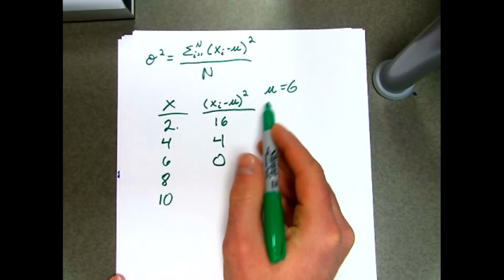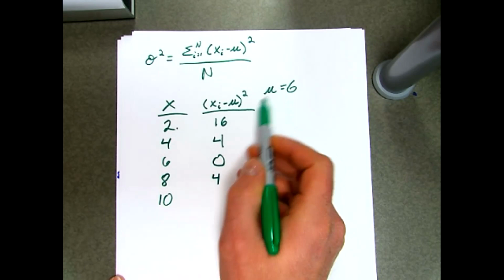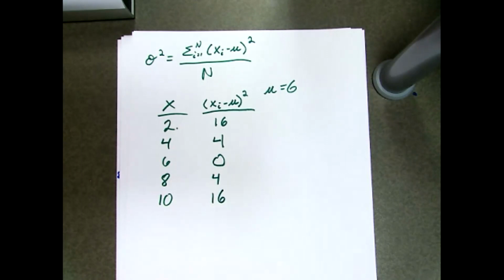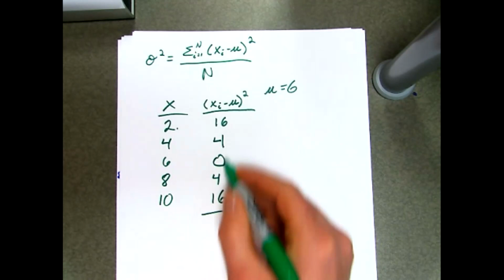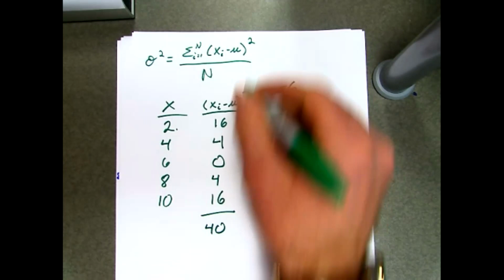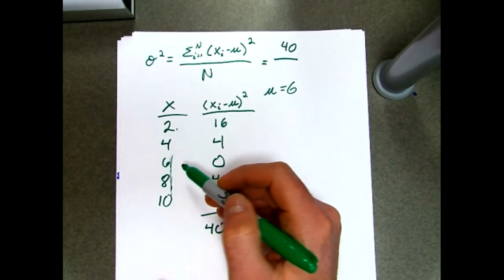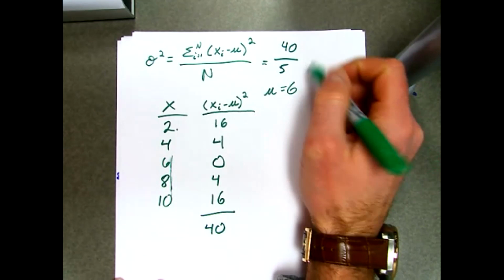We'll go to the next two observations. 8 minus 6 is 2, squared is 4. 10 minus 6, that's 4, squared would be 16. Okay. So we went through every observation, found its deviation from the mean and squared it. The next step is we need to add all those squared deviations up. So we add these values up, we get 20 plus 20, so 40. So that numerator there is 40. We have 5 observations, so divide by 5, and we get a variance of 8.